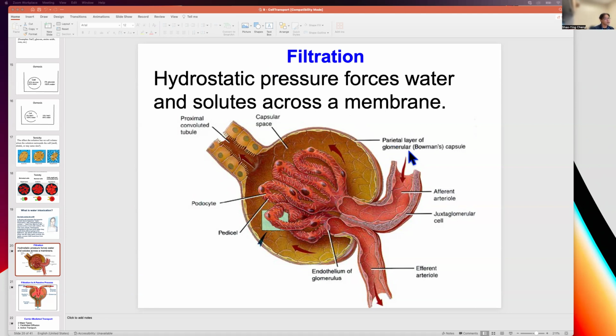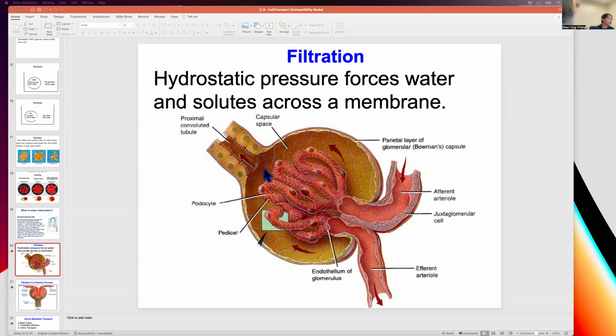Filtration works like this: a small blood vessel called the afferent arteriole sends blood to the kidney, and the kidney has a lot of small filters called nephrons. This is a nephron, and this is the capillary bed called the glomerulus. In the glomerulus, because the capillary is a leaky area, blood keeps going in. It's like you push water into a balloon: the hydrostatic pressure, the pressure inside the water, will push blood out. So blood is being filtered out.